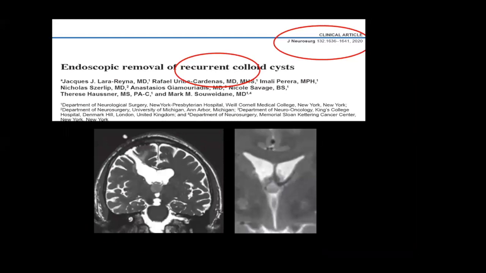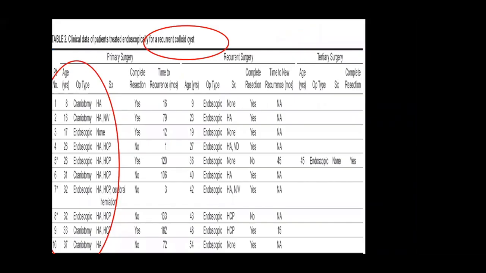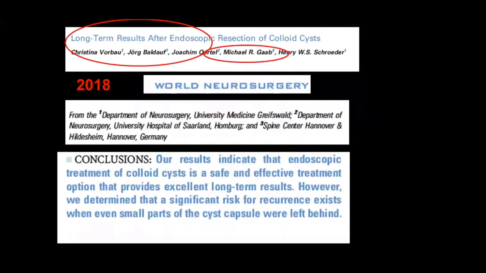Mark Schwedan again looked at the endoscopic removal of recurrent colloid cysts. Even if they're recurrent, he would go through endoscopy. And he summarized the cases of endoscopy for recurrent colloid cysts. Very interesting paper by Michael Gapp, a very famous endoscopist. Long-term results after endoscopy. Look at this conclusion, it's very important.